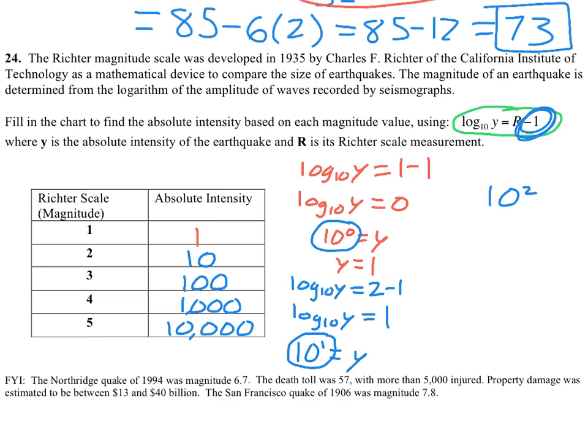Okay, so this is just trying to teach you that when an earthquake goes up by 1 in magnitude, the intensity gets multiplied by 10. So if you go from 2.0 to a 3.0, the intensity goes from 10 to 100, so that's 10 times more intense. Alright, that's it for this lesson.